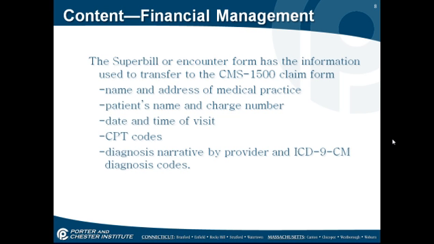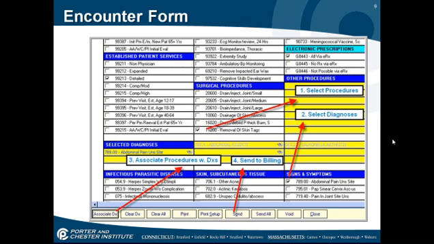The date and time of the visit. The CPT or procedural code will be on there. That will list what actually happened that day, what procedures were done. And then the diagnosis narrative will be there in the form of an ICD-9 code. And the ICD-9 code is the reason that we performed a certain procedure. So every CPT code needs to be backed up by a diagnosis.